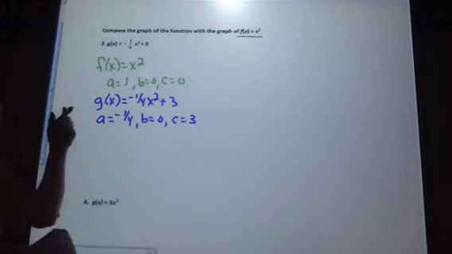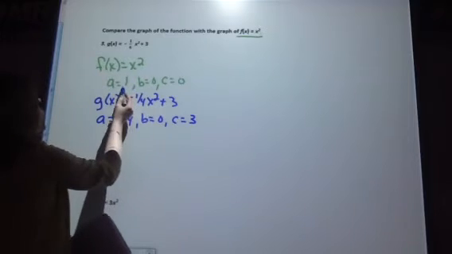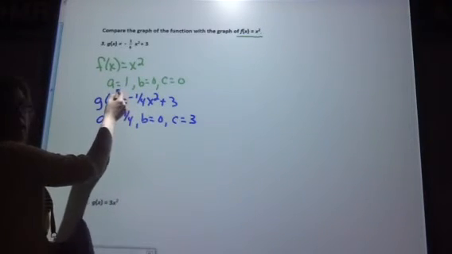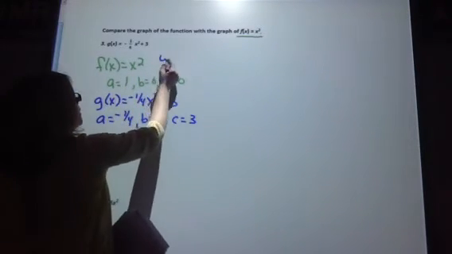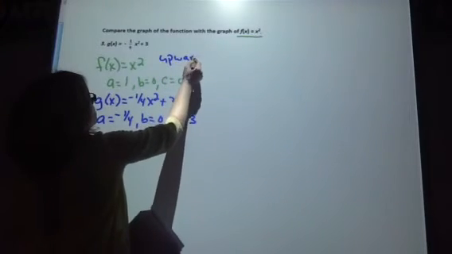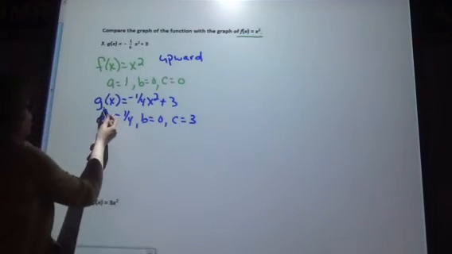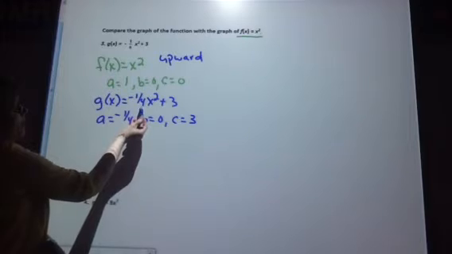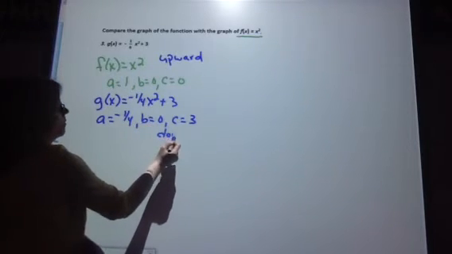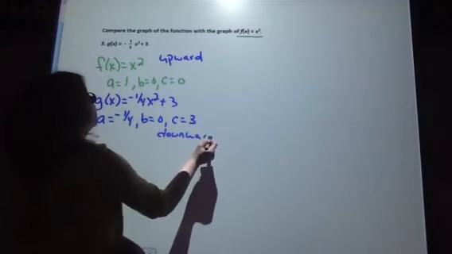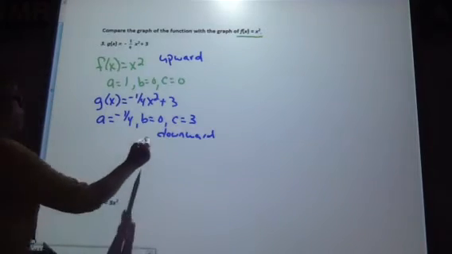Okay, when we graph our parent function, because A is greater than 0, it's going to go upward. When we graph our second function here, our A is negative, so it's going to go downward. Okay, so that's one comparison.